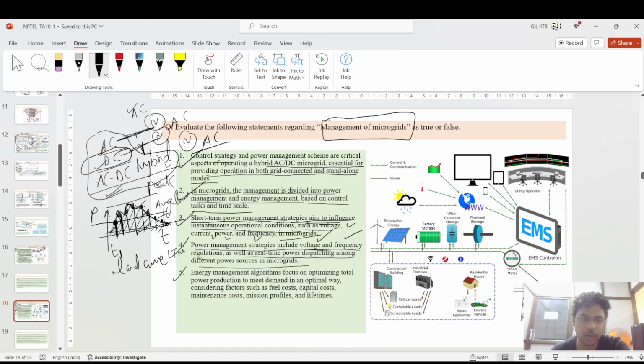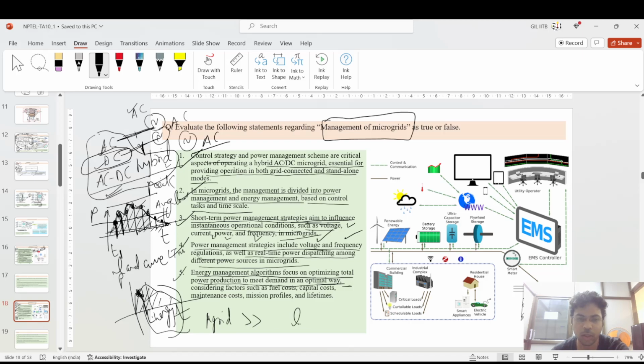So the fourth statement is true. The fifth statement says that the energy management algorithm focuses on optimizing total power production to meet demand in the optimal way. That is also true. I have told you that the PT curve area is actually energy, so by planning the power, you can plan the energy. The energy management algorithm optimizes power production to meet the demand in the optimal way.